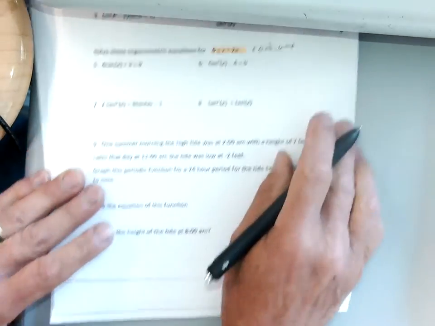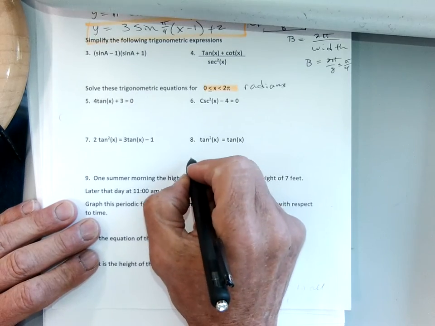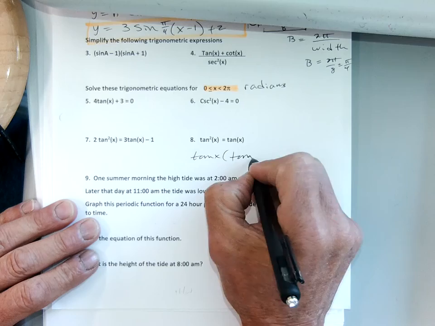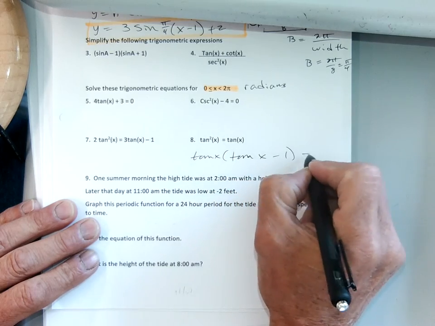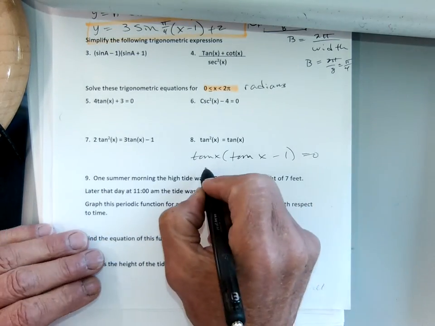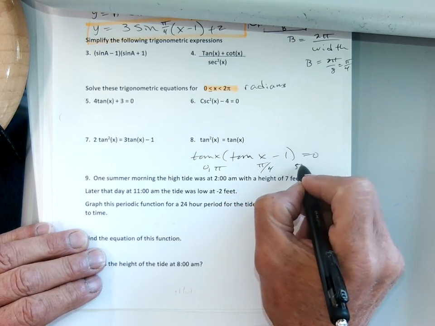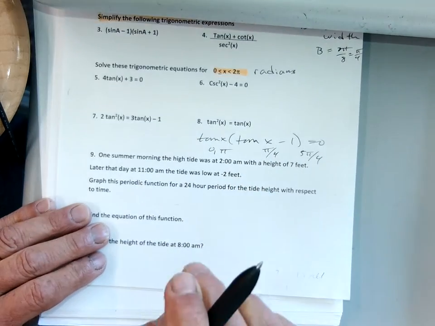For tangent, you're going to bring this one over and factor tangent. You'll have tan of x times tan of x minus 1 equals 0. And you'll get 0 and pi, and this one you'll get pi/4 and 5 pi/4.